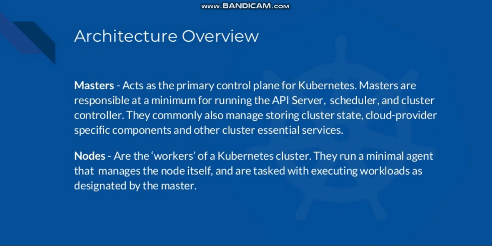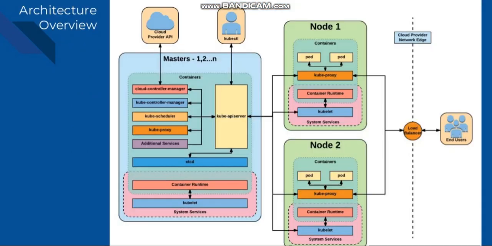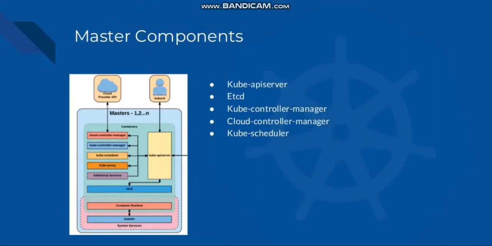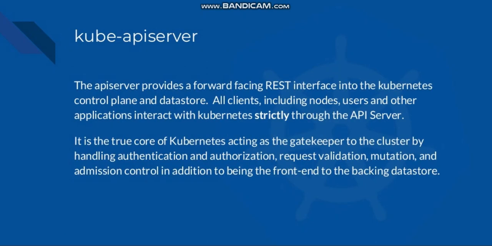Nodes are nothing but the workers of Kubernetes clusters. They run a minimal agent that manages the node itself and are tasked with executing workloads as designated by the master. You can see here the master, coming from the cloud; it consists of kubectl, it consists of etcd, and we will see the node in detail. So, the master components: Kube API server, etcd, Kube controller manager, cloud controller manager, and Kube scheduler. We will go one by one.